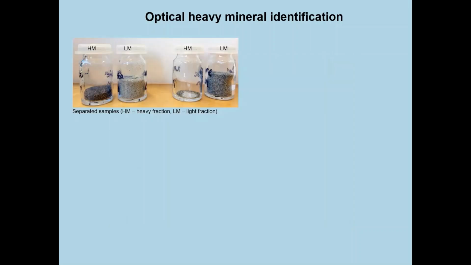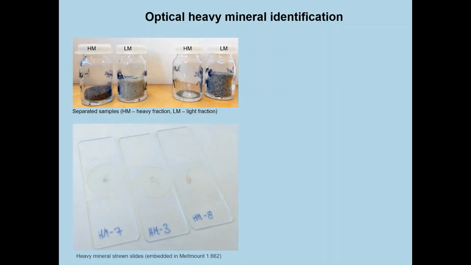Once you went through the process of separating your heavy minerals, you end up with a heavy mineral concentrate. From this concentrate, you will produce strewn slides by embedding your grains in some kind of mounting medium. For my videos, I'm always using melt mount with a refractive index of 1.662. The difference of strewn slides to normal thin sections is that they do not get polished, which means that the grains will have different thicknesses. Therefore, the optical description of heavy minerals is slightly different from what you're used to in thin section description.